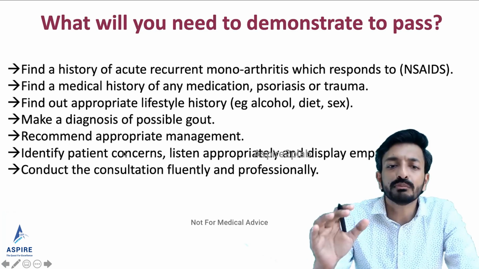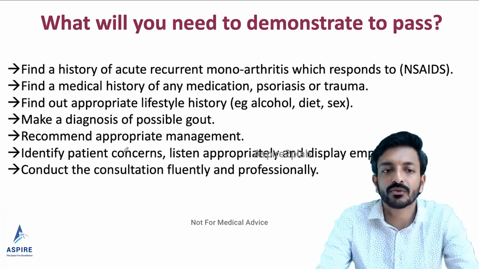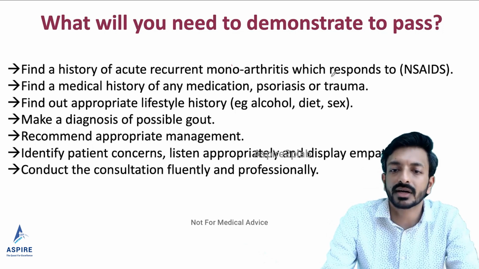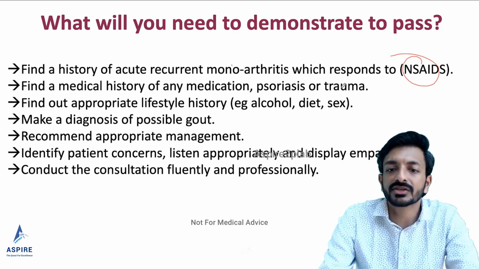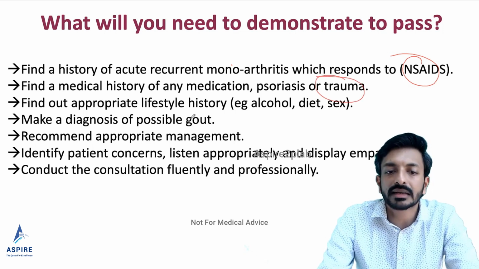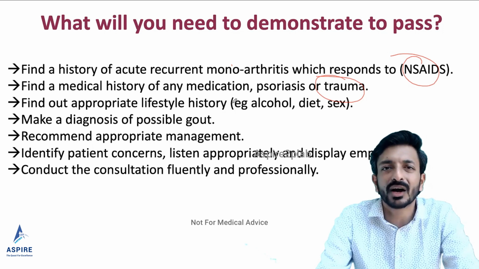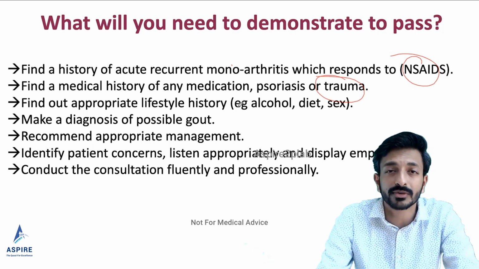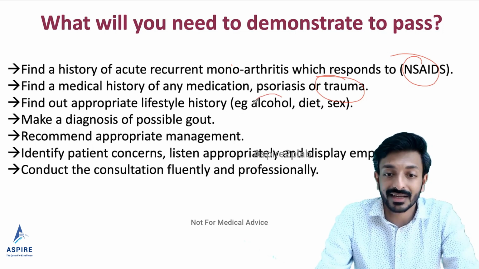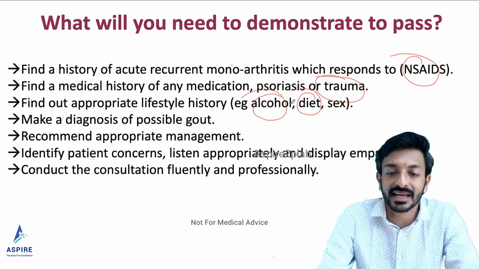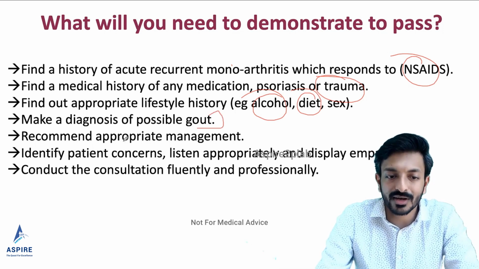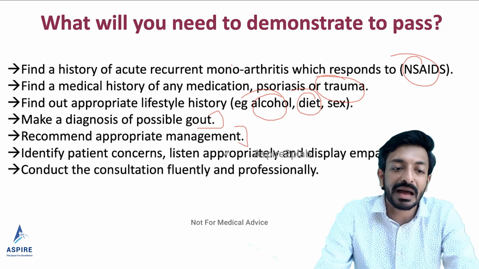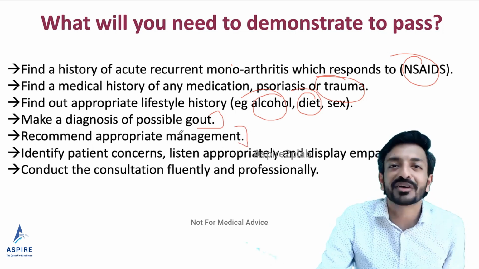And what you need to do in this station to pass. So find a history of acute recurrent monoarthritis which responds to NSAIDs. Find a medical history of any medication, psoriasis, trauma. Find out appropriate lifestyle history, because you know this seems to be gout, but you need to rule out some other differentials as well of pain in the joints. And plus, you know, if it is gout, there are some risk factors like alcohol, mainly beer. If you are using steaks, that is also very important. Make sure you are able to give the diagnosis of gout, then you are giving the appropriate management for the gout. And what's most important, communication.